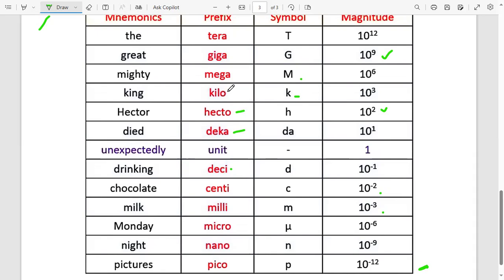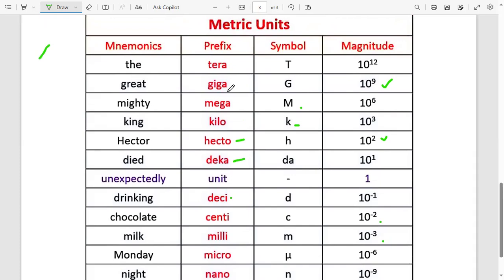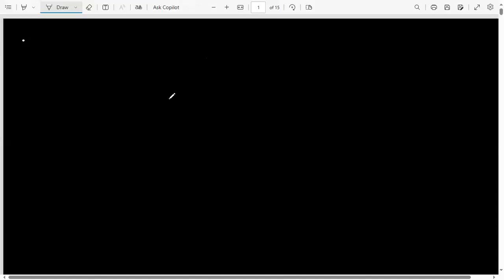So this metric system here is very important, and I'm going to show you when we start solving the questions. The other thing is you have to know the conversion factors. You just get used to them. There's no specific way in which you can know them.